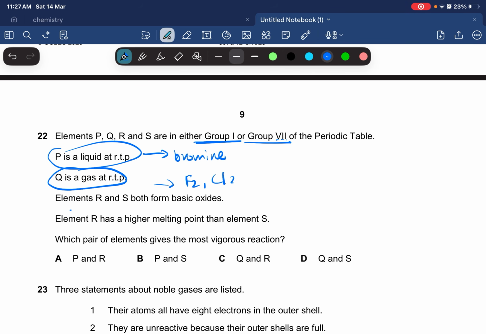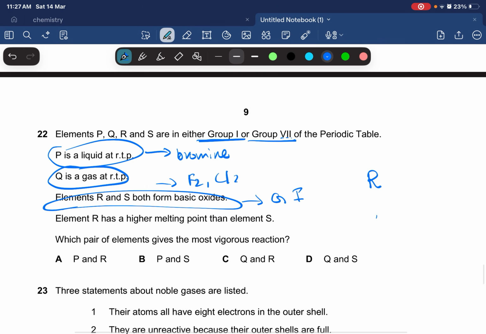Elements R and S both form basic oxides. R and S are going to be in group 1. Element R has a higher melting point than element S. That means R is above S in the group. Which pair of elements gives the most vigorous reaction? S and Q. Q is fluorine or chlorine, and S is below R, because down group 1 the reactivity is going to increase, so S is going to be more reactive. And over here we know that in the halogens the upper elements are more reactive.